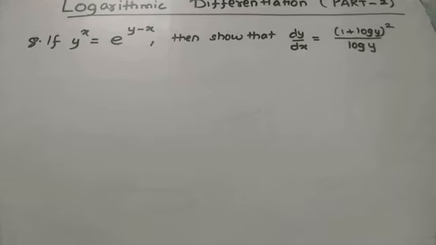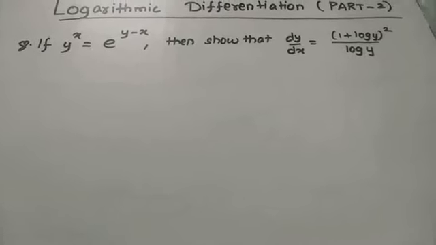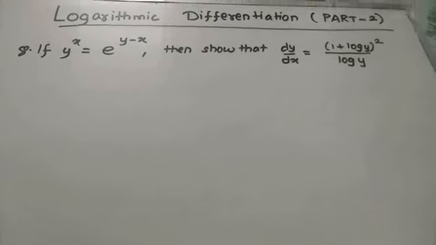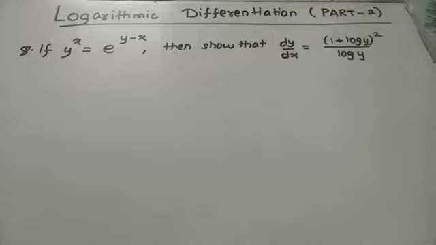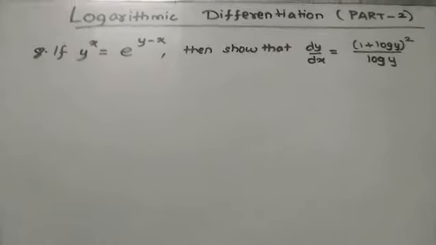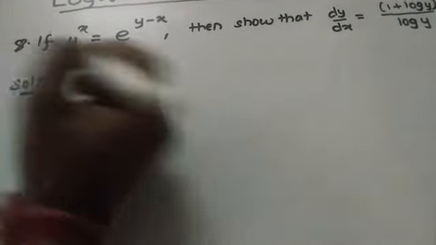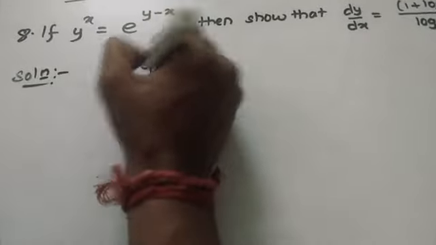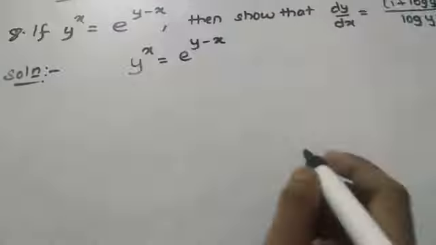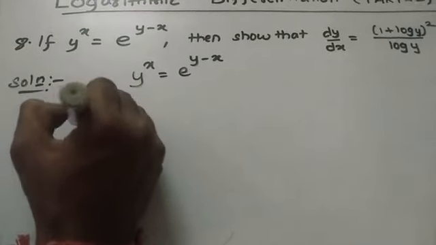Question number 8 says that if y to the power x equals e to the power y minus x, then show that dy by dx equals (1 plus log y) whole square divided by log y. So let us start solving the question. This is given to you: y to the power x equals e to the power y minus x. Here, first of all, we'll take log on both sides.